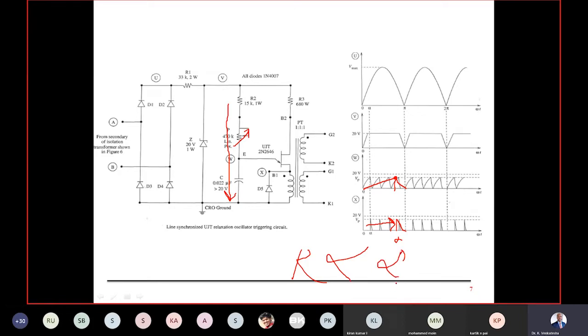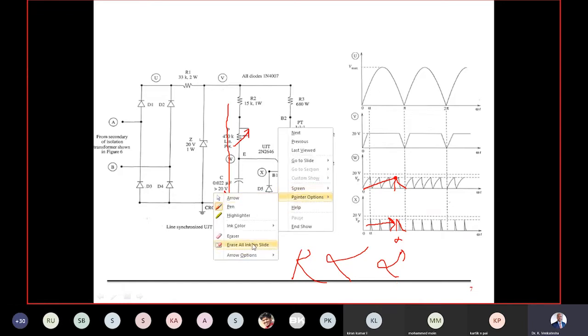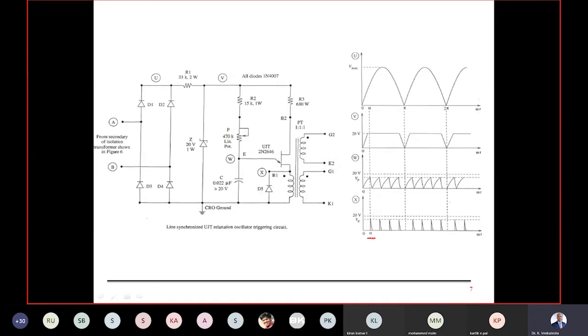Alpha is called the firing angle, delay angle or triggering angle. Why is it called the delay angle? Because only after this alpha does the switch start conducting. This pulse is available at alpha, maybe 10 degrees or 20 degrees, and after 10 degrees the switch will be turned on. This switch is not shown here. It is an SCR switch in the power circuit, which we will see later. This is only my control circuit.